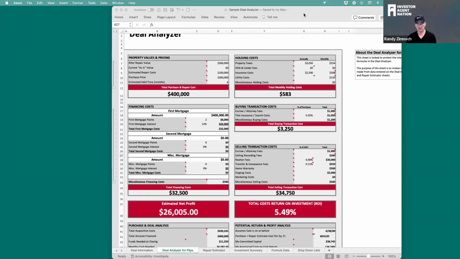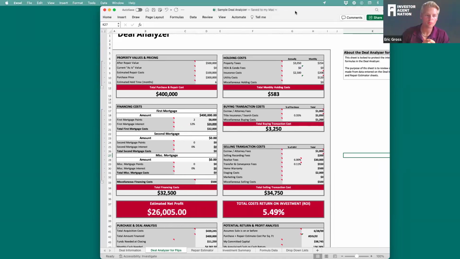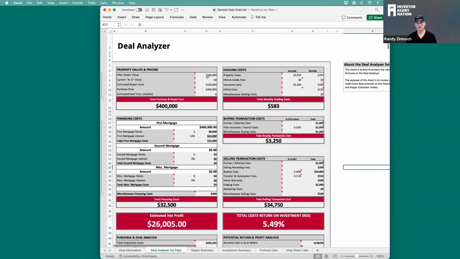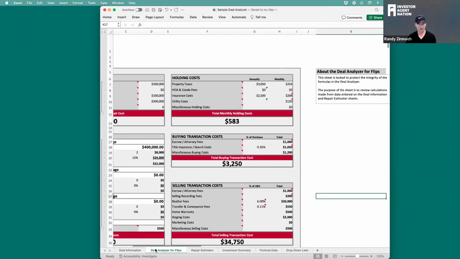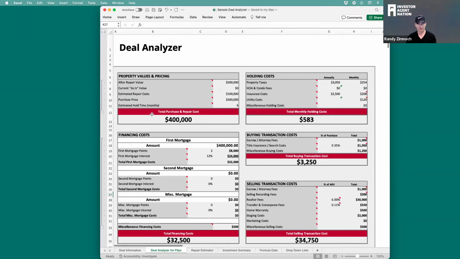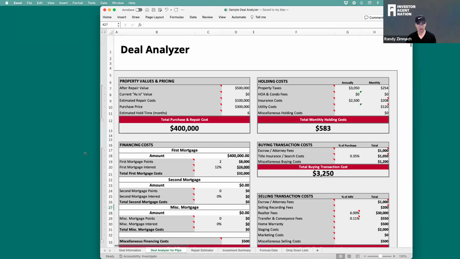So this is the deal analyzer that I've used for over a decade, gosh, it's been a long time. If Eric gives me the numbers, I'm going to zoom in so you guys can see here. Can everybody see it? Maybe give me a thumbs up. Yep. Okay. Maybe I can even zoom in a little bit more on some of this stuff right here. All right, cool.